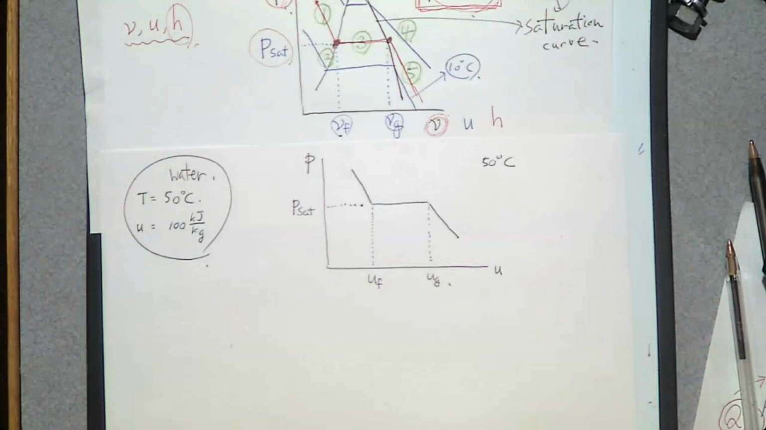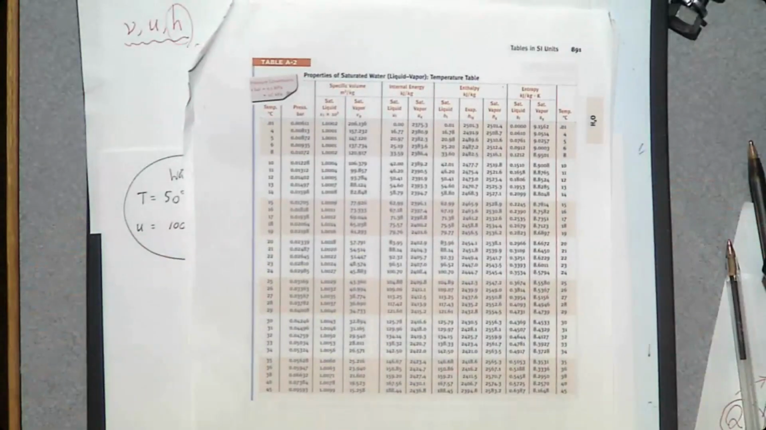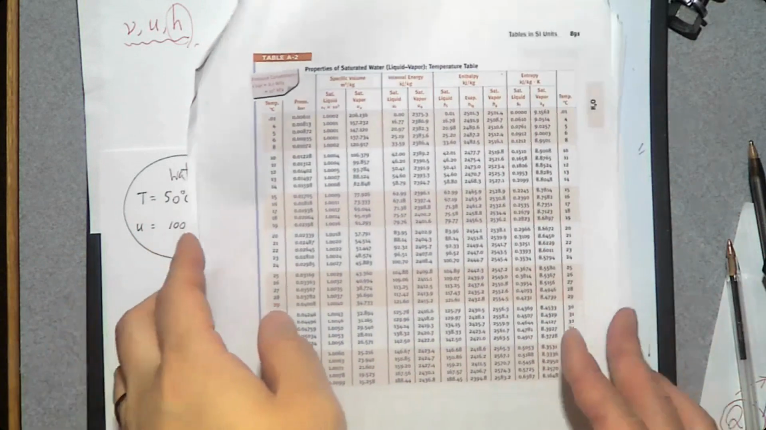So where can we find P sat, UF, UG from this temperature? We can go to a property table, the saturated water temperature table. That is Table A2, properties of saturated water, temperature table. And what is the temperature? 50. So let's find 50. The last one is 45, so we can go to the next page.